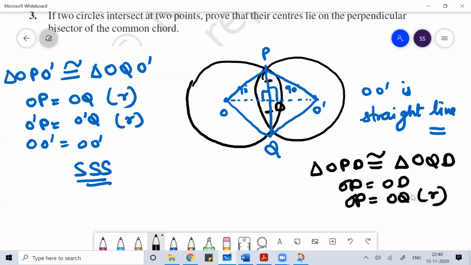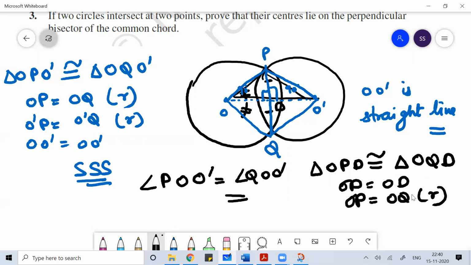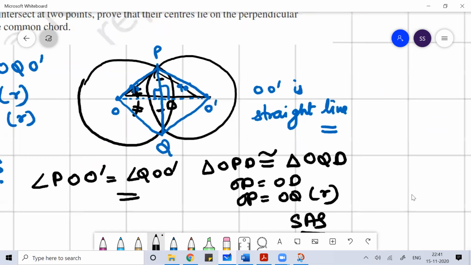And already I proved that triangle OPO' is congruent to triangle OQO'. So definitely this angle will be equal to this angle, because these two triangles are congruent and the angles will also be equal. So angle POO' will be equal to angle QOO' because they are parts of congruent triangles. So by using SAS congruency, I can say that triangle OPD is congruent to triangle ODQ, so the angles will also be equal.